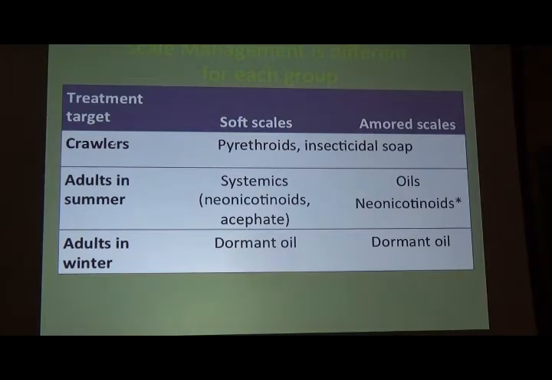Now, in theory, we could use dormant oils to control the crawlers, but dormant oils cause phytotoxicity to plants. So if you're going to use an oil, a horticultural oil is the best way to go. In the winter, we use a dormant oil. What's the difference between a dormant oil and a horticultural oil? Anybody know? Viscosity. So the dormant oils are much more viscous and they cause much more phytotoxic effects. So we need to be mindful of that.